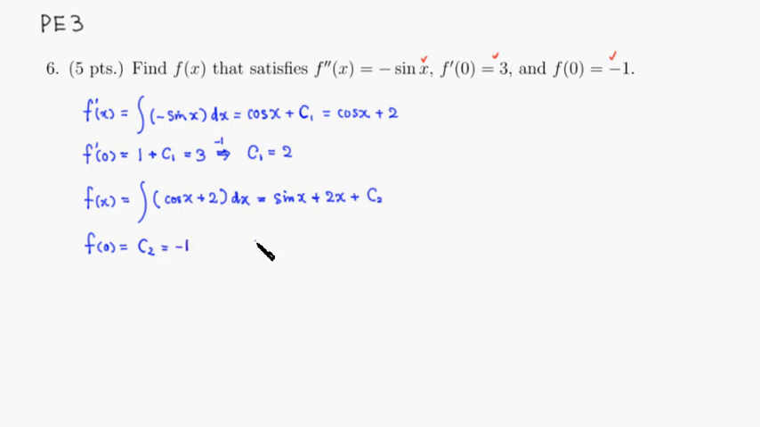So therefore, we found the complete formula for the original function f of x, which is equal to sine of x plus 2x, and we found C2 to be negative 1, so minus 1. So that's the formula for f of x. That's it. I hope that this was clear.